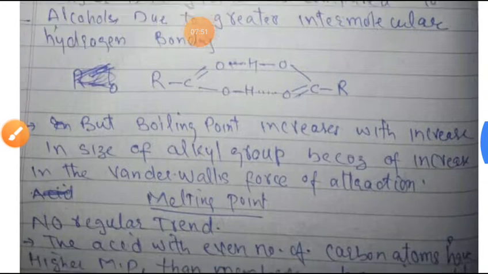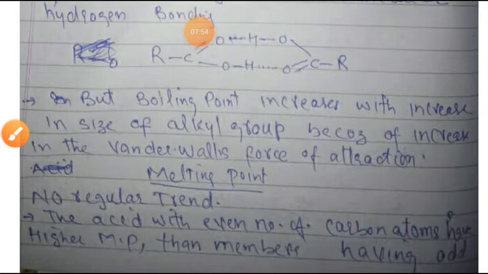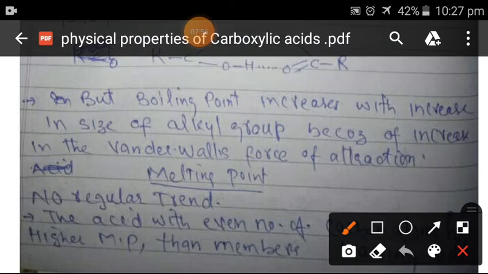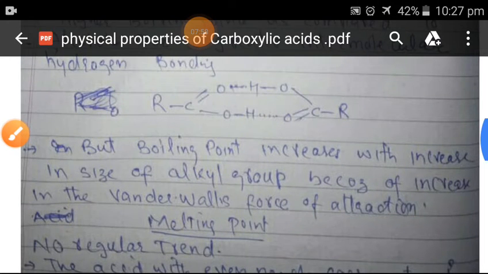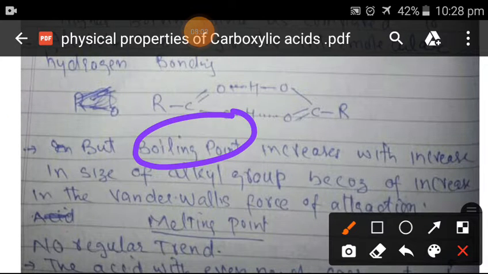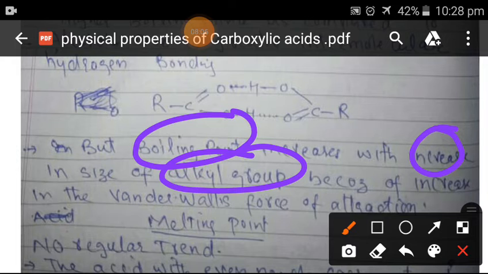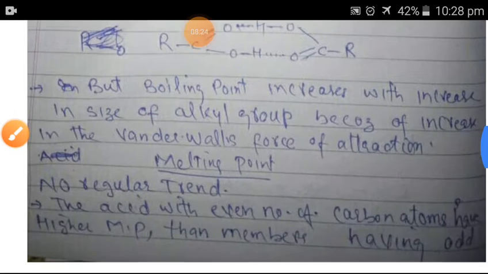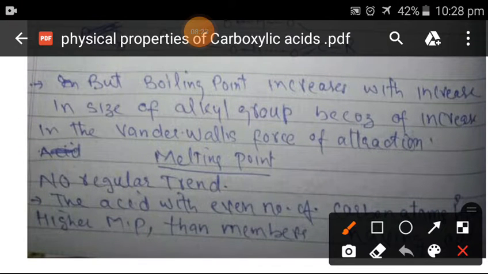Clear? But boiling point also increases with increasing size of the alkyl group. But here this is the opposite of the solubility. Here the boiling point increases with the increase in the size of the alkyl group because of increasing van der Waals force of attraction. Although in the solubility there is also van der Waals force of attraction, somehow they are soluble in water. But in case of boiling point, their boiling point increases with increase in size of the alkyl group.